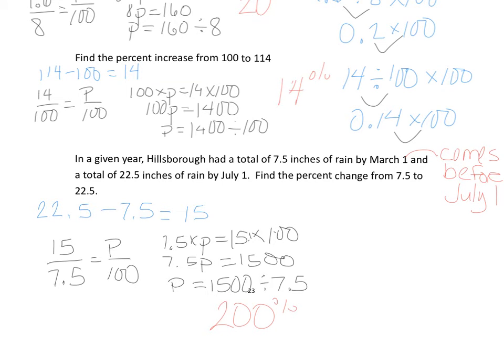For the equation, if that's the method you prefer, your amount of change is 15 divided by your original number, which was 7.5, because you had 7.5 inches of rain in March before you had 22.5 inches of rain in July. And then we multiply by 100. Our calculator that does order of operations, we can just plug that in. But if we don't have one, we would say 15 divided by 7.5 is 2. And 2 times 100 is going to give you 200%.